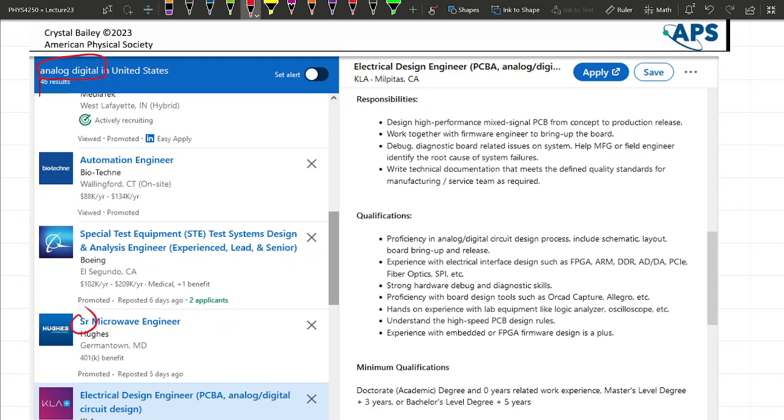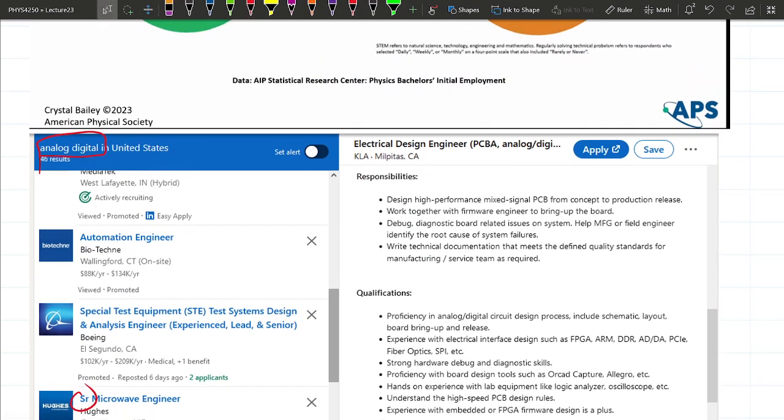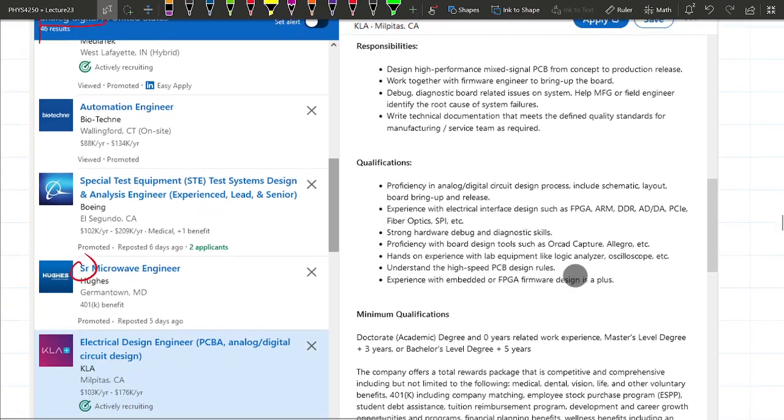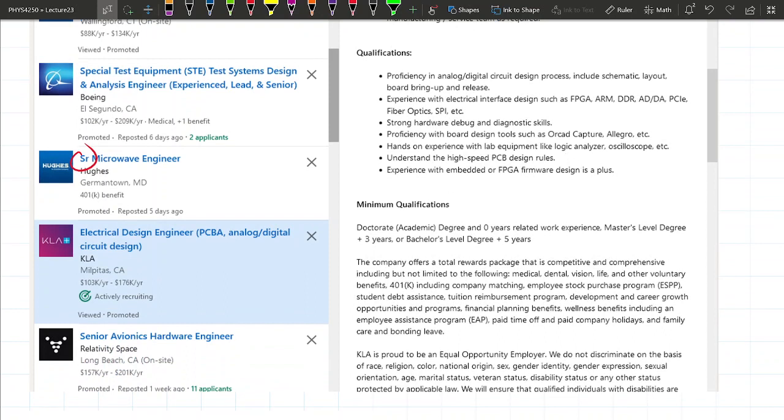Any senior jobs are going to require either 10 years of experience or a PhD, so don't click on those. But the others are not senior, right? Look at what their qualifications are. Proficiency in analog and digital circuit design, like you. FPGA, ARM, okay, that's a different processor architecture, but that's something you can learn.